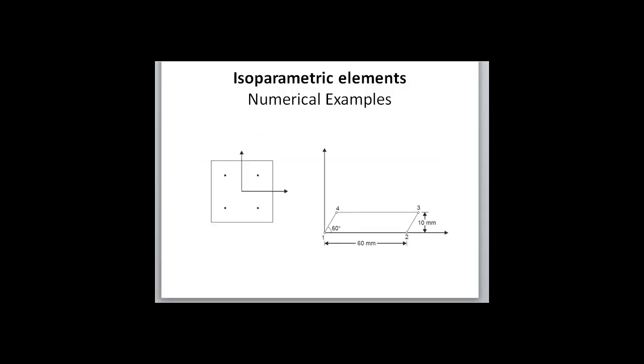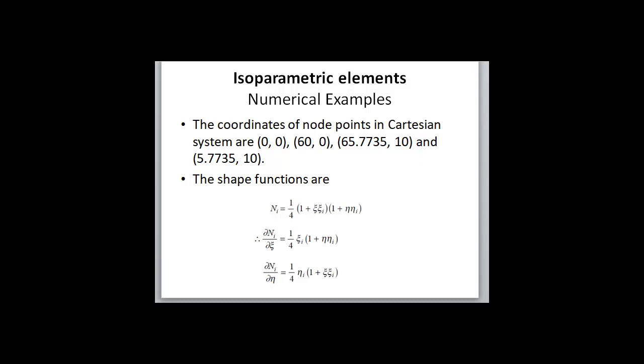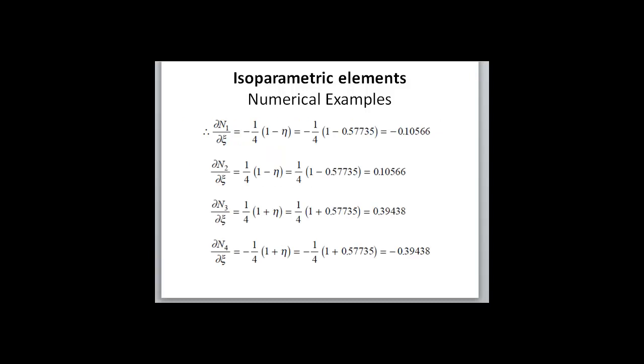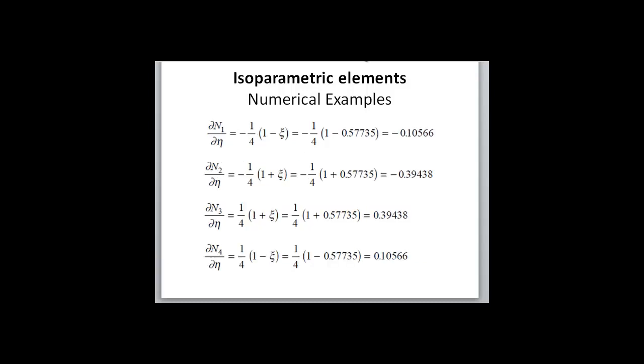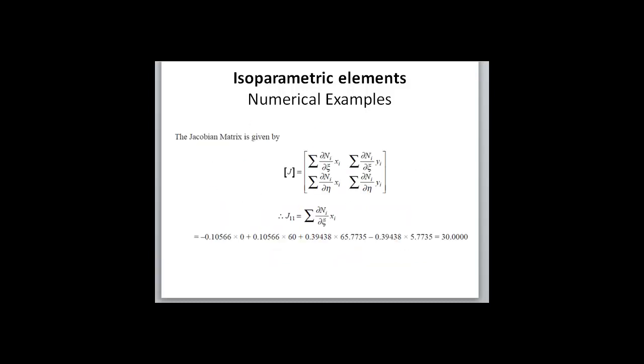Based on the given conditions, the coordinates of the node points in the Cartesian system are (0, 0), (60, 0), (65.735, 10) and (5.735, 10). The corresponding shape function is given as Ni with the local coordinates eta and epsilon. By using the values of the coordinates, the shape functions N1, N2, N3, N4 can be obtained with the natural coordinates eta and epsilon. When the shape function is known, the Jacobian matrix can be determined. The determinant of the Jacobian matrix can be determined by using this equation.